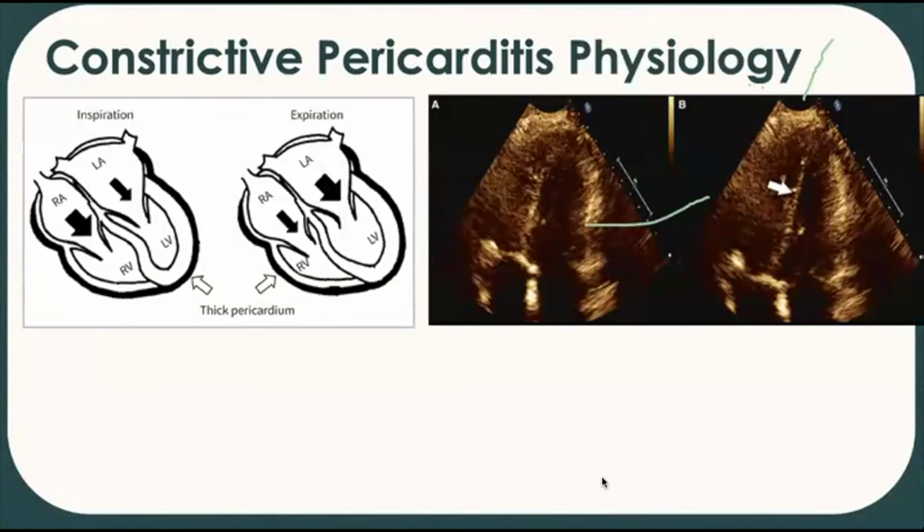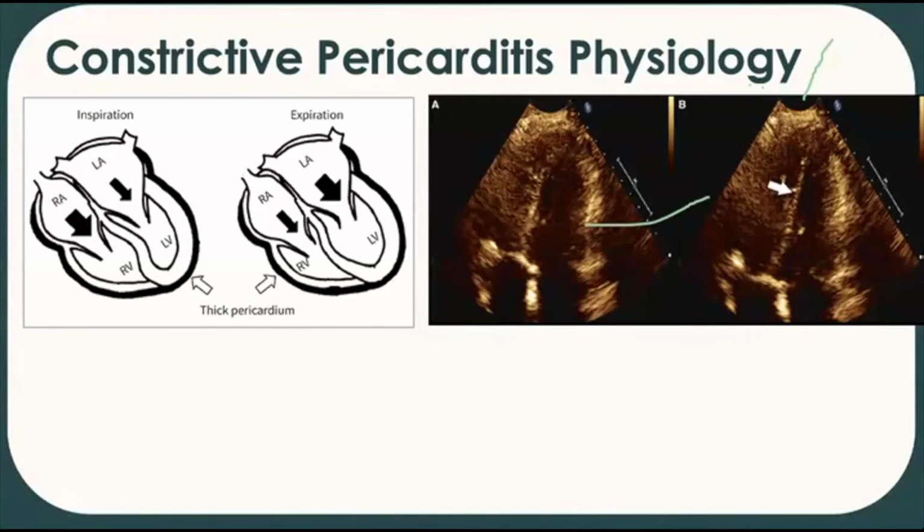Again, basically a very stiff pericardium prevents the cardiac chambers from seeing the outside pressure changes in the thoracic cavity. So during inspiration, as we talked about, normally intrathoracic pressure drops. This is reflected in the cardiac chambers exactly as in tamponade. And in constrictive pericarditis as well, the RV is going to fill at the expense of the LV and vice versa with expiration.